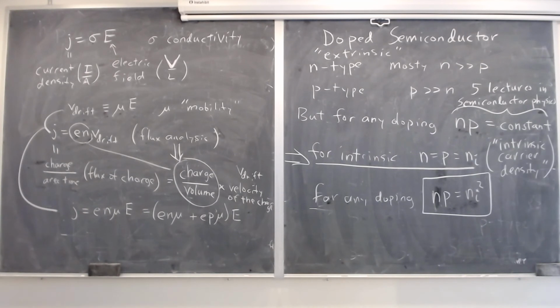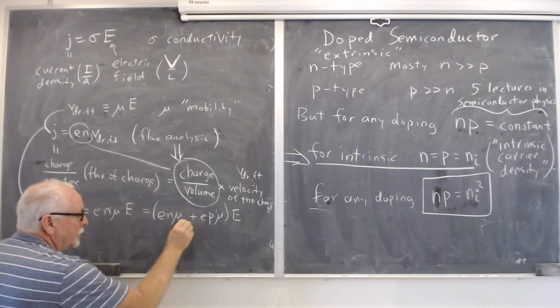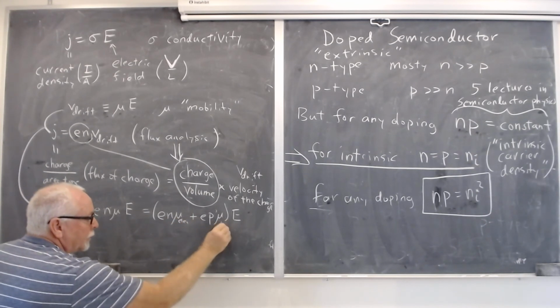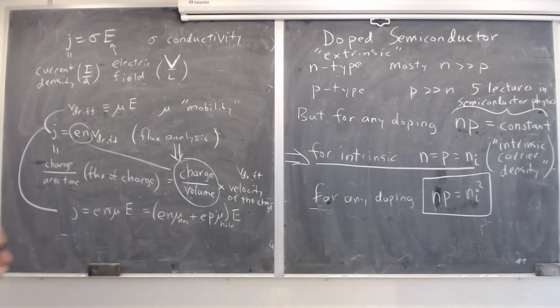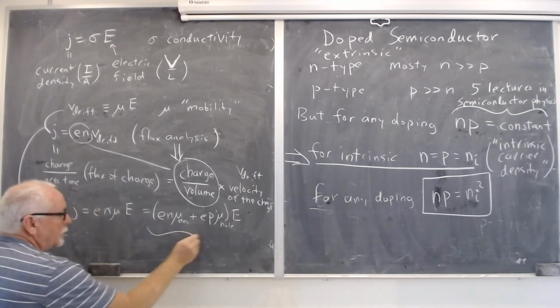Now you do have to do something here. This has to be the mobility of electrons and the mobility of holes, because they're different. That's not really hard to understand. Even though a hole and an electron have exactly the same charge, just opposite sign, they can have different masses and so different mobilities. So you have to make sure that's in the equation. And so that's sigma.